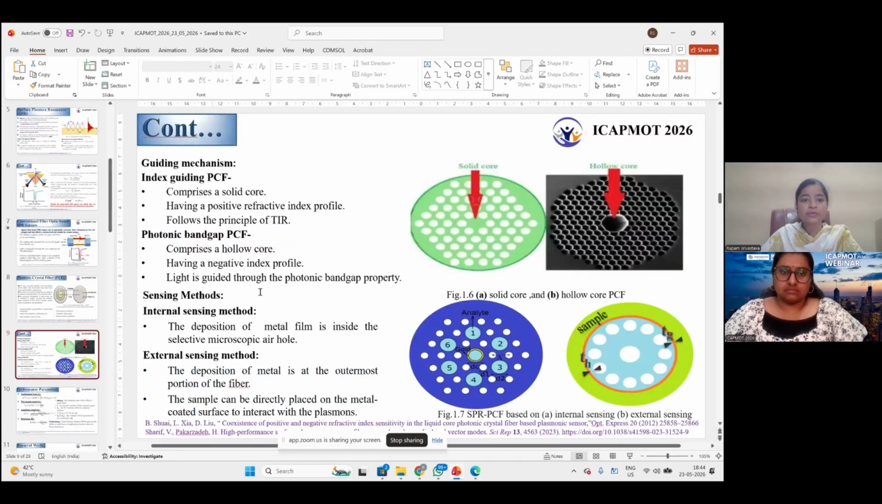So these are basically of two types. The first one follows the index guiding mechanism, which has a solid core, and the second one follows the photonic band gap mechanism, which has a hollow core. The first one has a positive effective index profile, and the second one has a negative effective index profile. The first one follows the principle of total internal reflection, and the second one, that is the photonic band gap PCF, follows the principle in which the light is guided through the photonic band gap property.